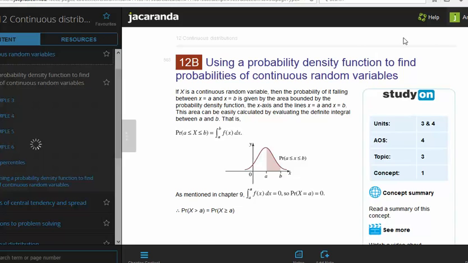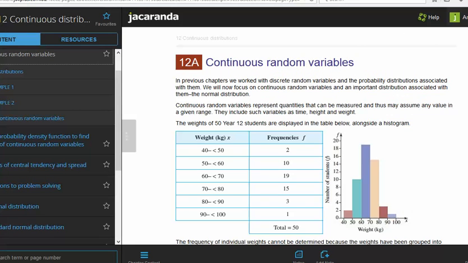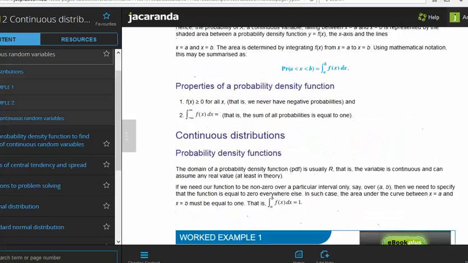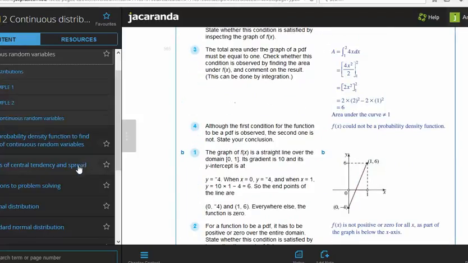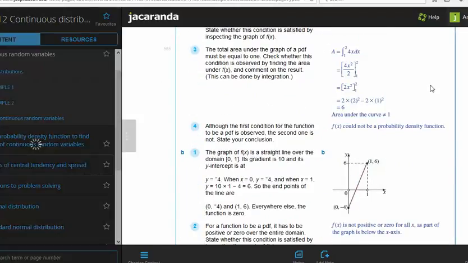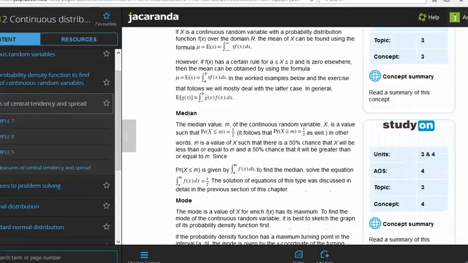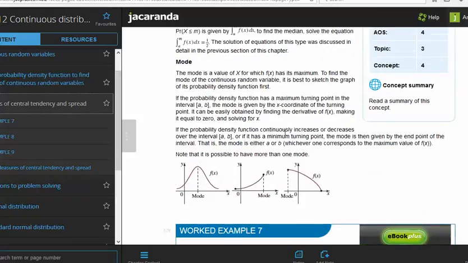I've got my computer version of the textbook here. Here we are, measures of central tendency and spread. So I encourage you to have a look at this as well. The mode is just the max value. It's just the maximum value. So you should really sketch the graph. So you can see there, it's just wherever you have your maximum value.